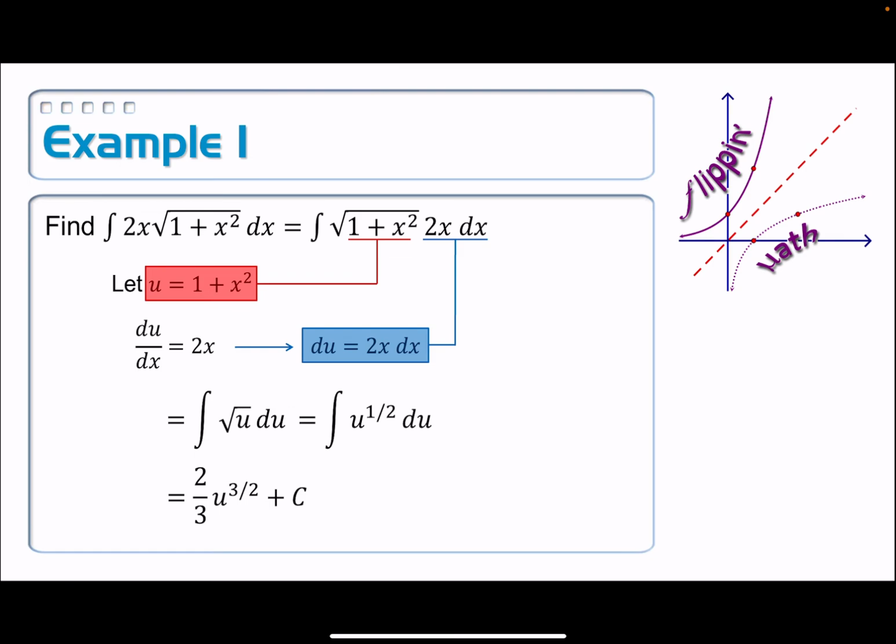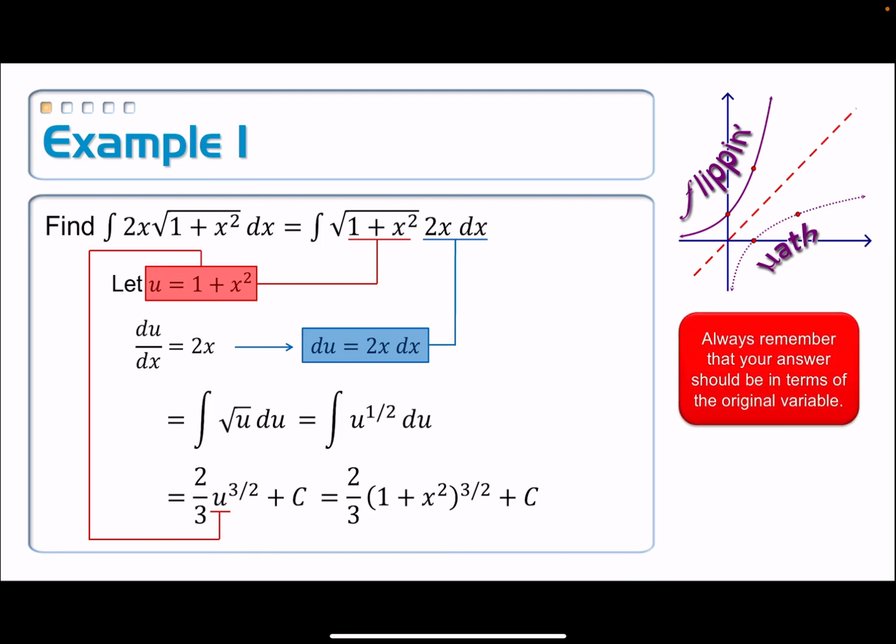Is there anything left to do? Yes, there is. You can't leave your answer here in terms of u because the original function was not in terms of u, it was in terms of x. So you're going to take your u out and replace it with 1 plus x squared, and here's your final answer. Okay, so you can see here that your final answer is in terms of the original variable x, or whatever it turns out to be.